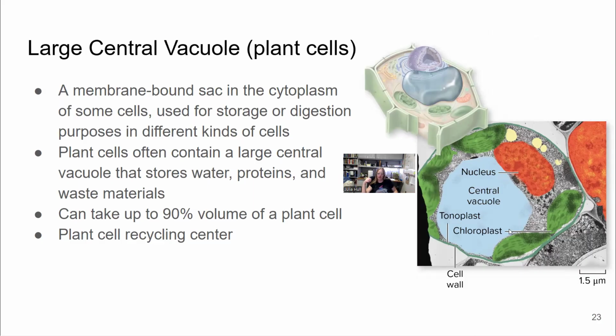It's usually full of water or proteins, waste materials, right? So it's just kind of the catch-all. The large central vacuole is also the organelle that pushes up against the rigid cell walls to give cells that turgor pressure, right? So that we can stack them together without plants being droopy when we forget to water them.